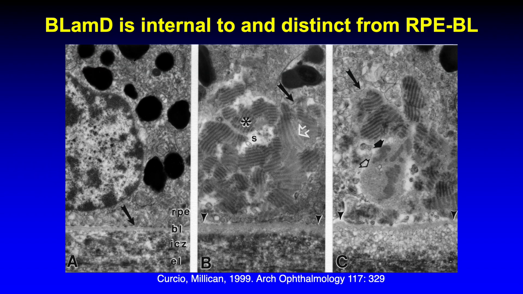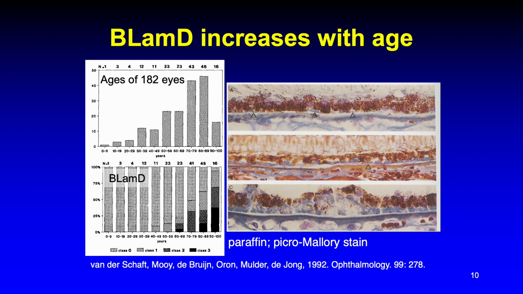This slide shows well that BLamD is internal to and distinct from the basal lamina. This is the native basal lamina in a very well preserved eye. Banded type 6 collagen is apparent, as is a homogeneous material of 2 different electron densities. The Rotterdam group provided important and comprehensive light microscopic histology of 182 consecutive donor eyes.